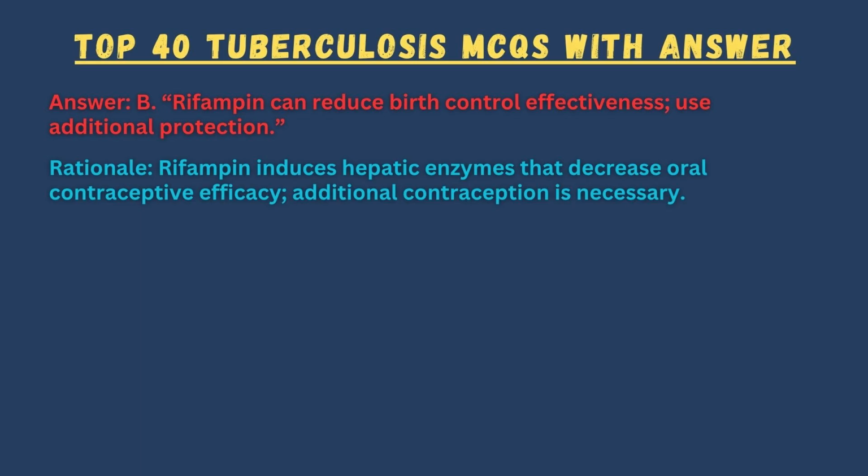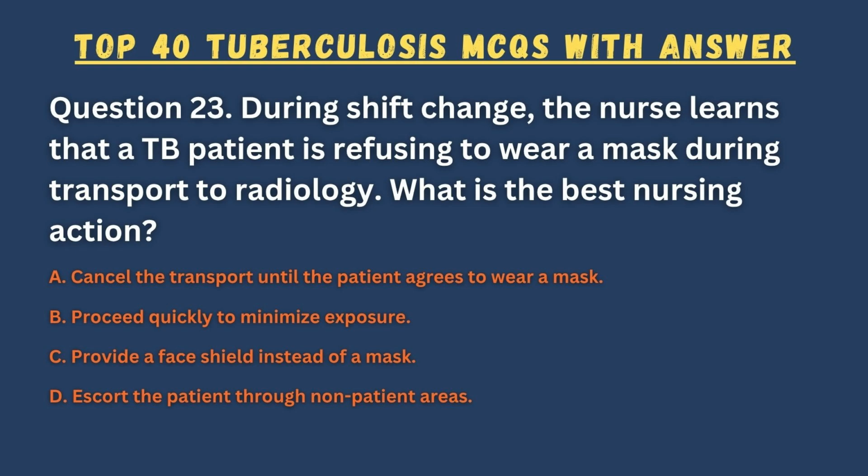Answer: B. Rifampin can reduce birth control effectiveness. Use additional protection. Rationale: Rifampin induces hepatic enzymes that decrease oral contraceptive efficacy. Additional contraception is necessary.